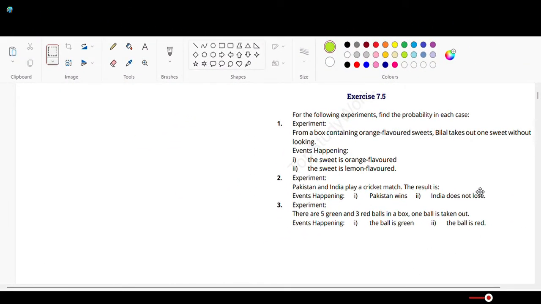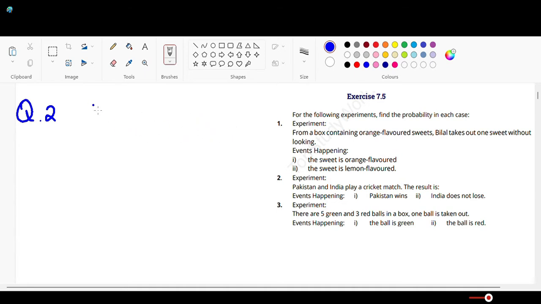Now let's move on to the next question. So what does the second question say? Question number 2: the second experiment is Pakistan and India play a cricket match, and the events that are happening are that Pakistan wins or India does not lose. So you could say it's asking, what is the probability?